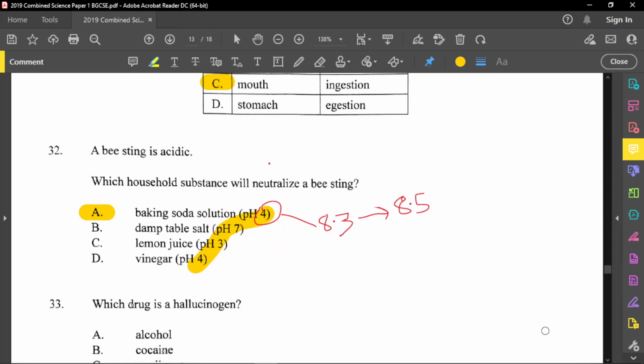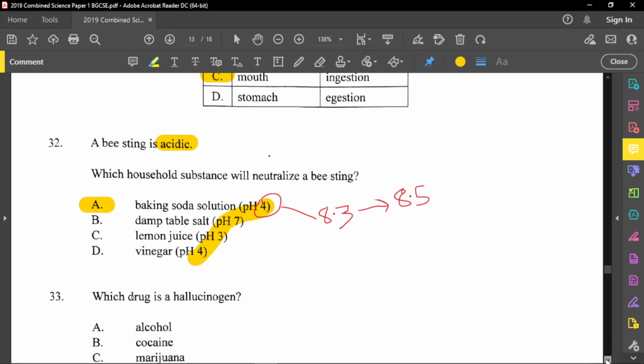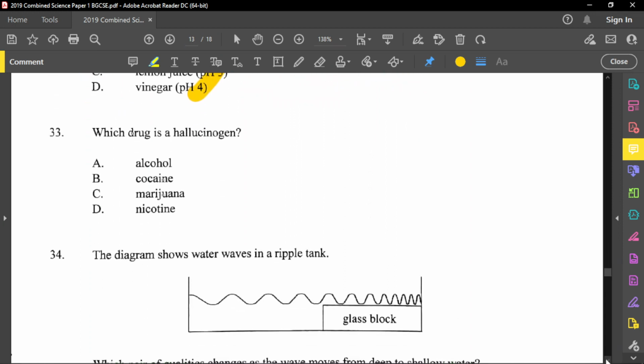Acid cannot neutralize acid, just to make a note of that. Notice that the bee sting is acidic. Acids cannot neutralize acids. All right, so that's part 33, question number 33.